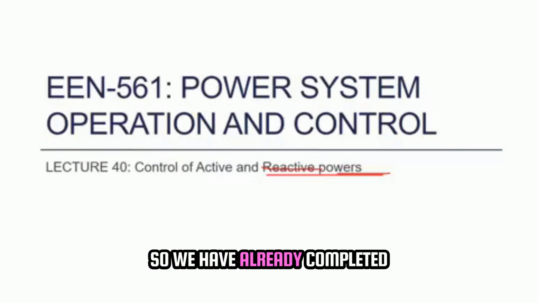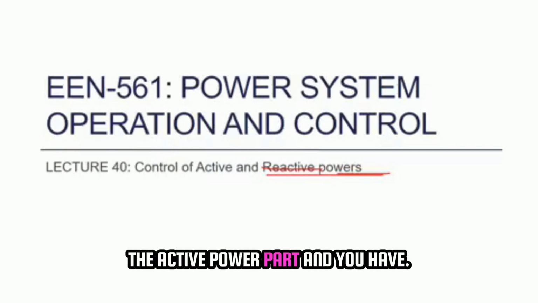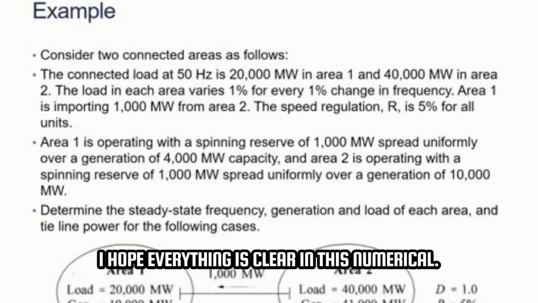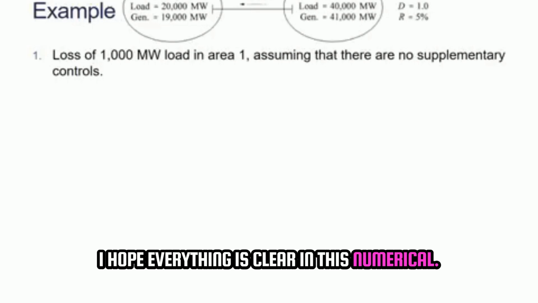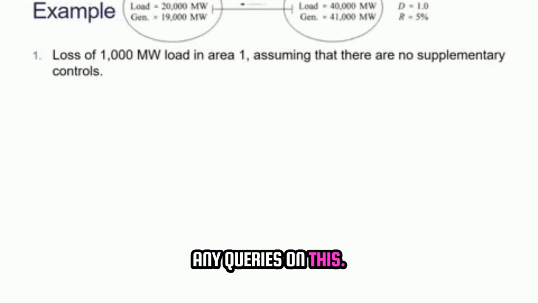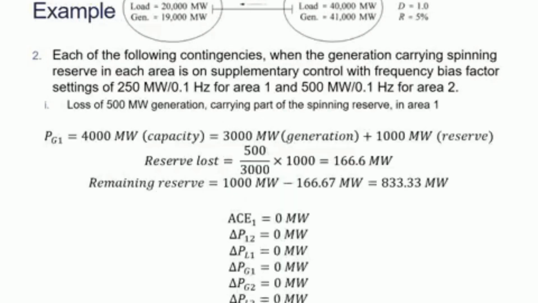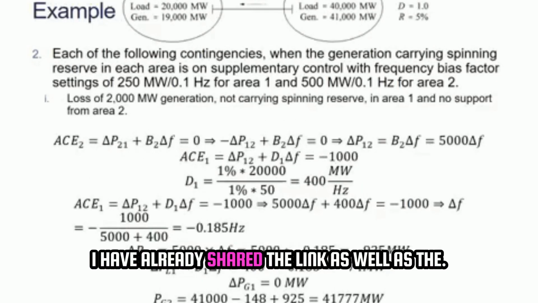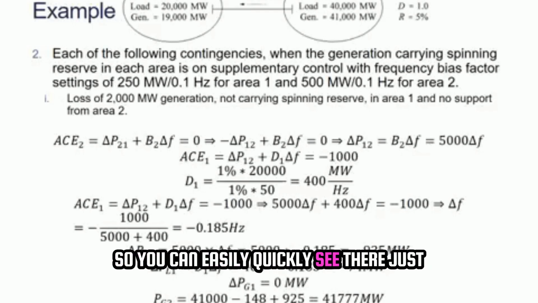So we have already completed the active power part, and we have already solved one numerical in the last class. I hope everything is clear in this numerical. Any queries on this? So this numerical is given in the book. I have already shared the link as well, so you can easily quickly see there.